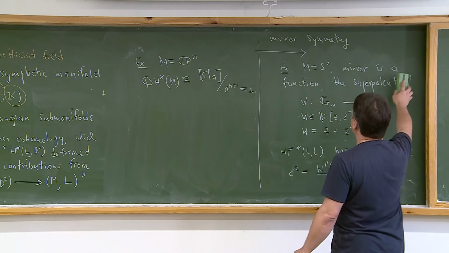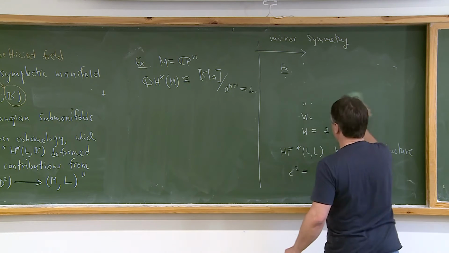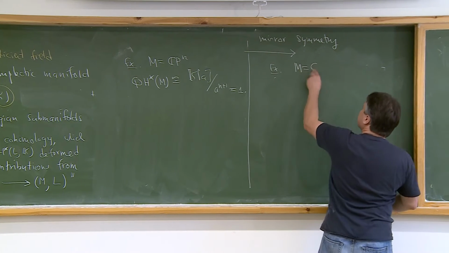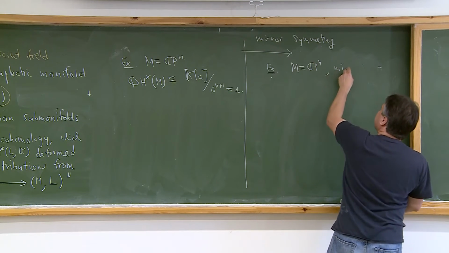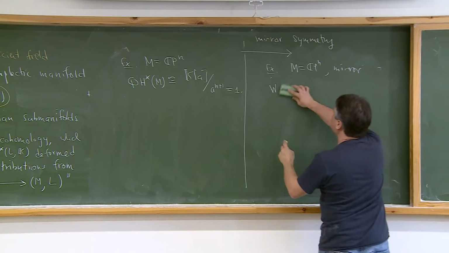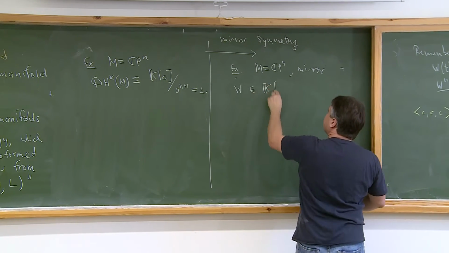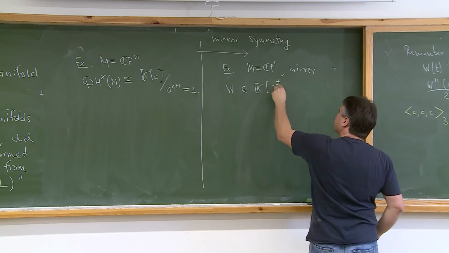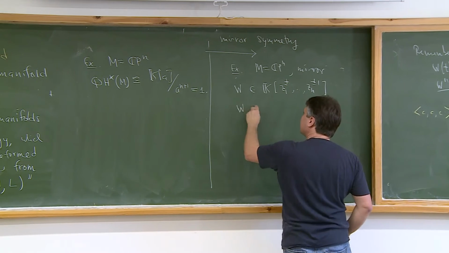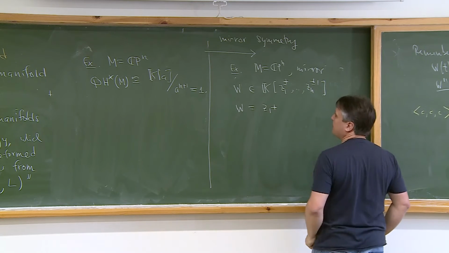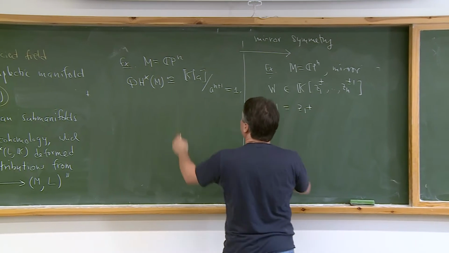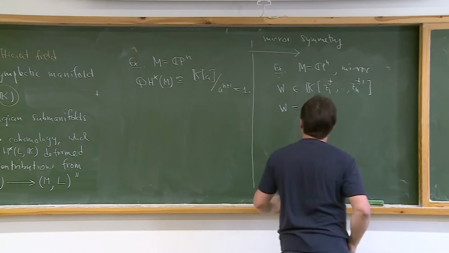Okay. So the mirror superpotential, now it's a function of n variables, and it is this one here.